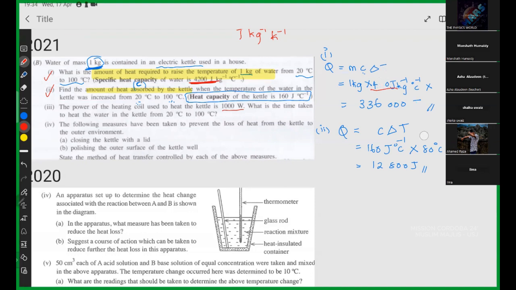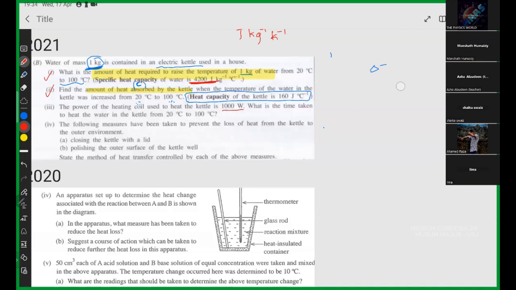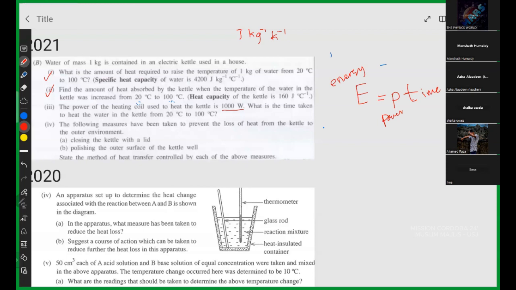Let me erase all these. So the question is power of the heating coil. Can you remember this equation? Energy equals power into time. You will meet this equation maybe in another chapter. This is energy, power, and this is time. So for this question, you will have to use it.